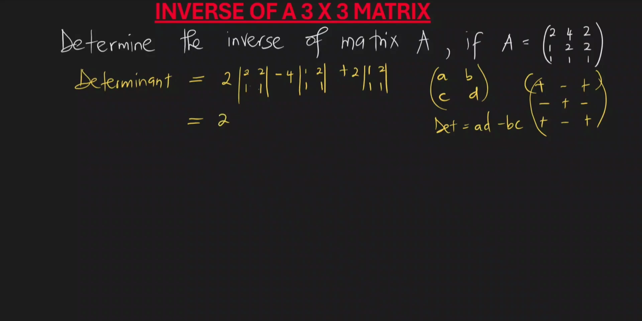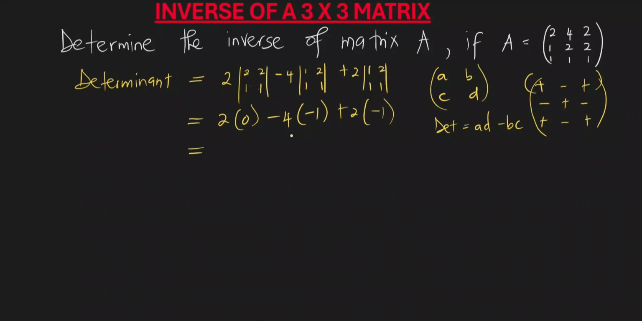So that's going to be 2 multiplied by AD, which is 2 times 1, we get a 2. Then 1 times 2, we get a 2 as well. So that's 2 minus 2, it's a 0. Then minus 4. 1 times 1 is a 1. Then 1 times 2 is a 2. So that's 1 minus 2, we get minus 1. Then plus 2. Then 1 times 1, 1. 1 times 2, 2. That's 1 minus 2, we get minus 1.